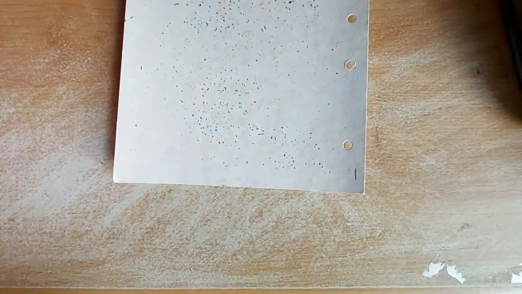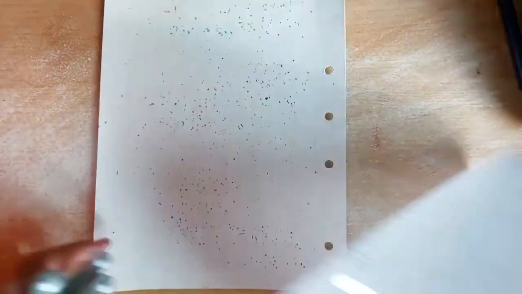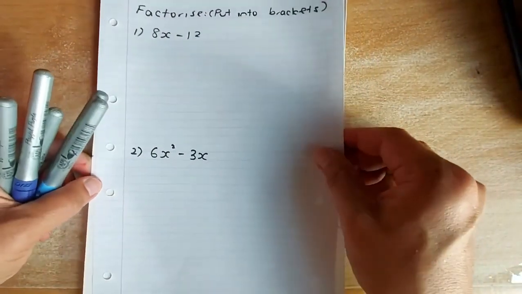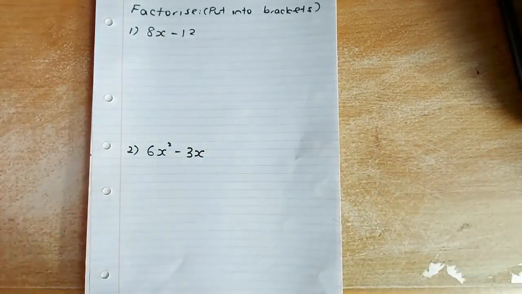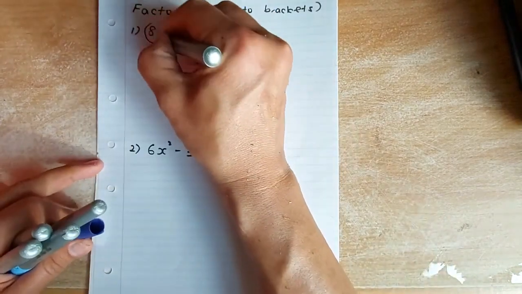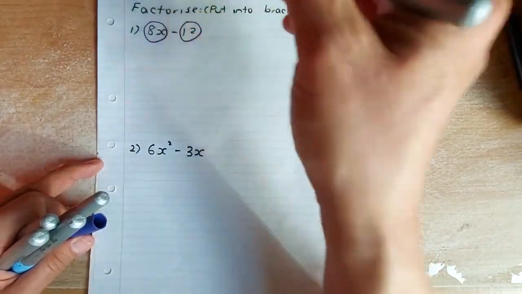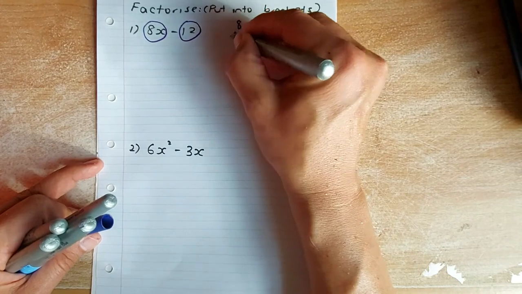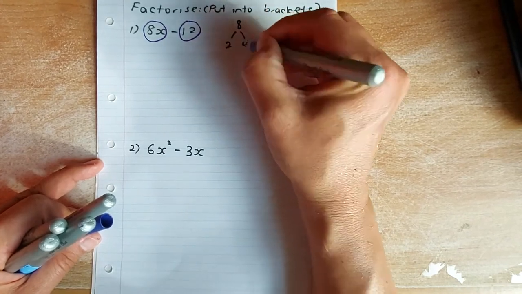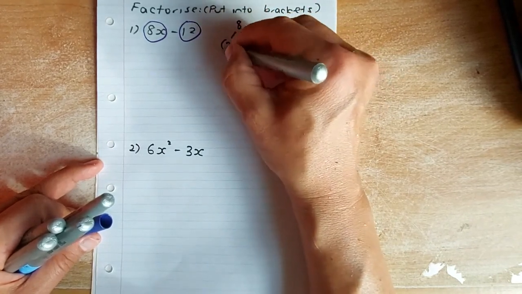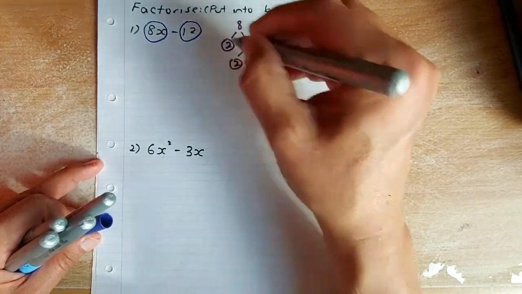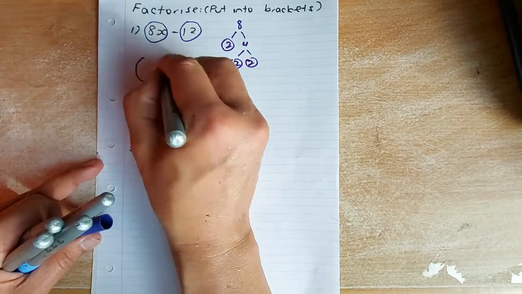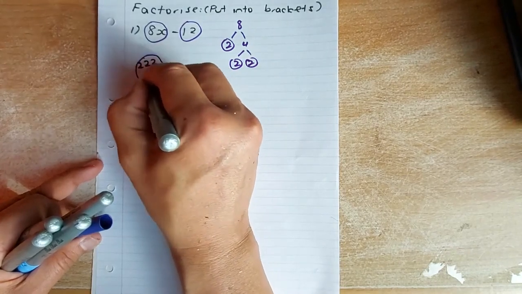We'll carry on. Okay, now we're going to do factorize. The word factorize means to put into brackets, and is the reverse of expanding. So what I would do is put into bubbles, first and second. I'm going to break 8. 8 is made up of 2 and 4. And 2 is a prime number, so I'm just going to circle it. And 4 is made up of 2 and 2. So 8x is actually made up of 2 times 2 times 2 and x.